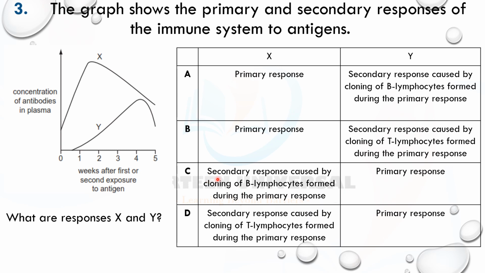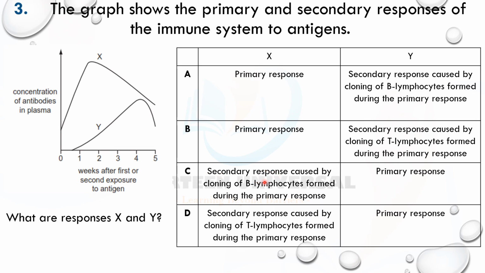Let's select this. Secondary immune response caused by... so guys, watch this. Now we have been able to eliminate that. X is the secondary immune response. It is rapid and we have a higher concentration of antibodies, so it can't be A or B. So of course Y is primary. Why? Because it is not rapid. It takes time for clonal selection to occur.